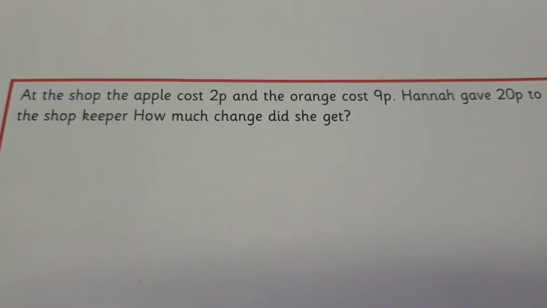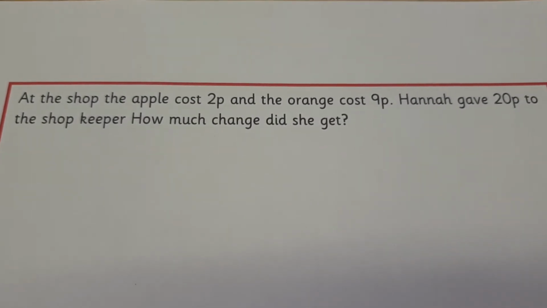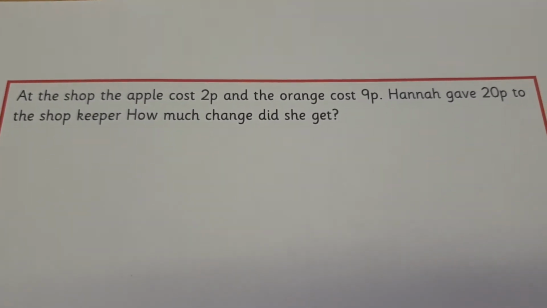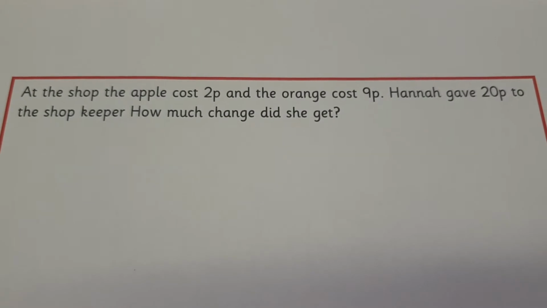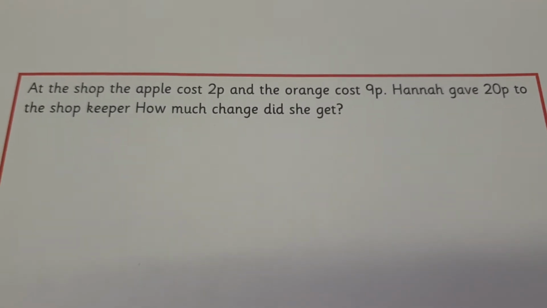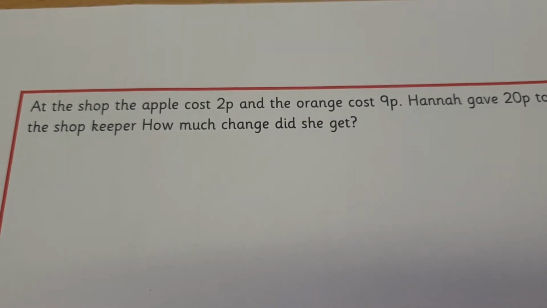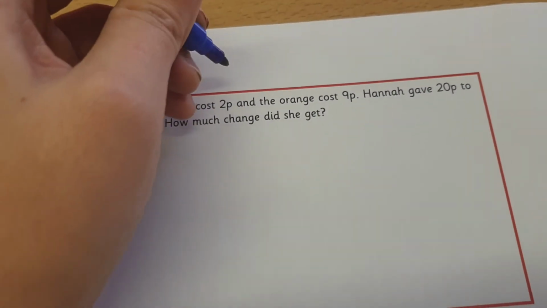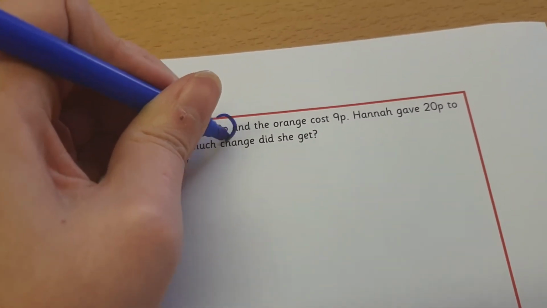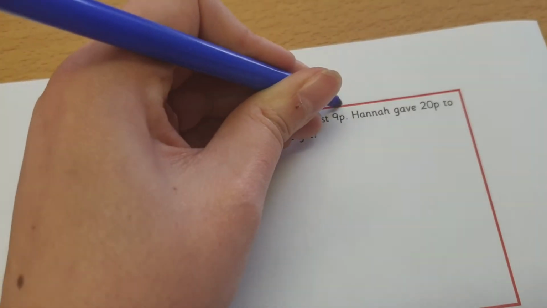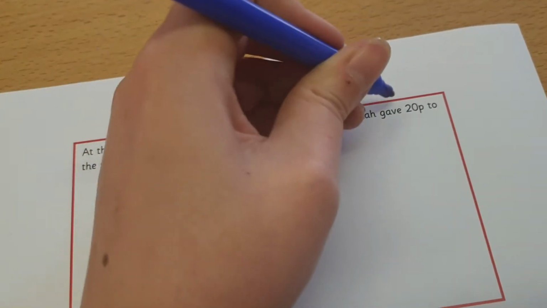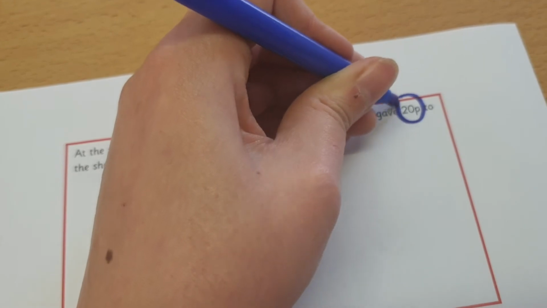At the shop, the apple cost 2p and the orange cost 9p. Hannah gave 20p to the shopkeeper. How much change did she get? So what have I got to do first? Well done. I've got to circle my numbers. I've got 2p, my 9p, and my 20p.